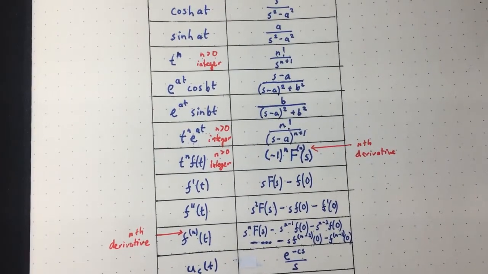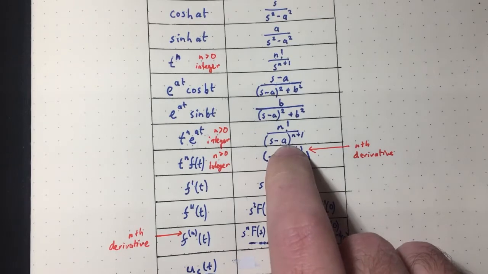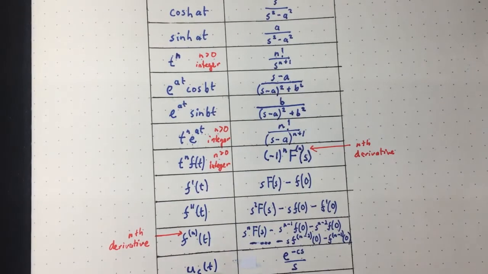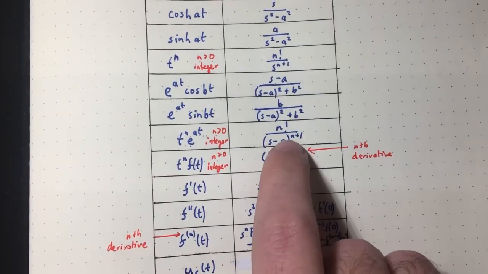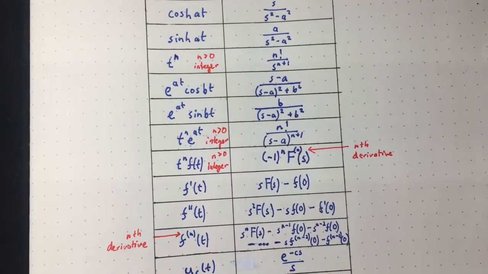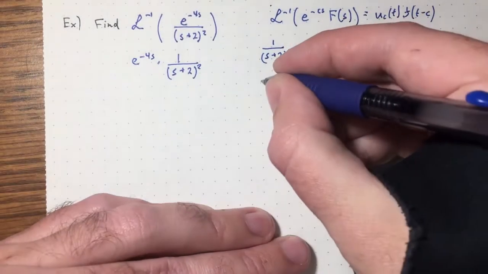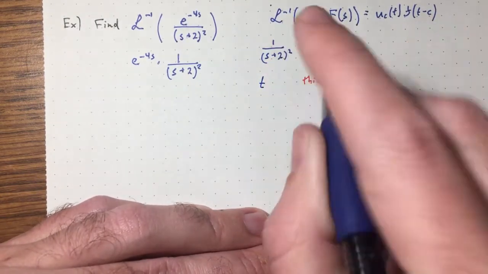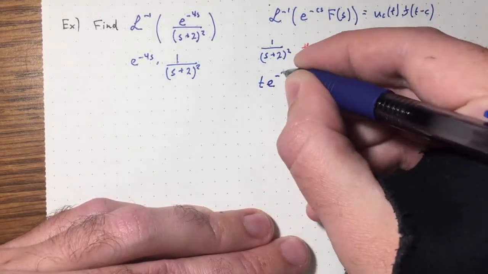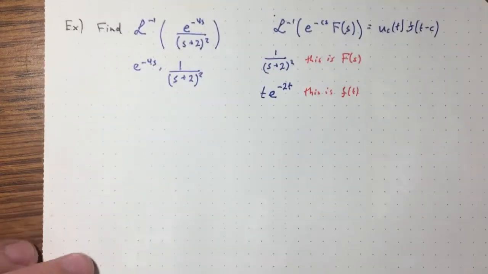Okay. So what is a? A is minus 2, right? And n is 1, which gives me exactly what I need in the numerator there. So I'm going to get t. The inverse Laplace transform of this thing right here is t times e to the minus 2t.